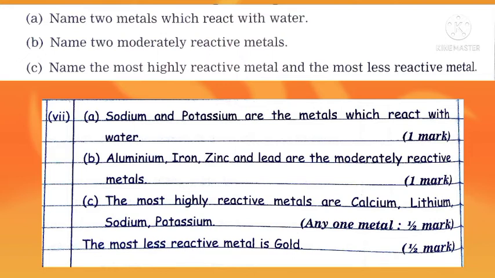Question B. Name two moderately reactive metals. Answer: aluminium, iron, zinc and lead are the moderately reactive metals. Question C. Name the most highly reactive metal and the least reactive metal. Answer: the most highly reactive metals are calcium, lithium, sodium, potassium. The least reactive metal is gold.